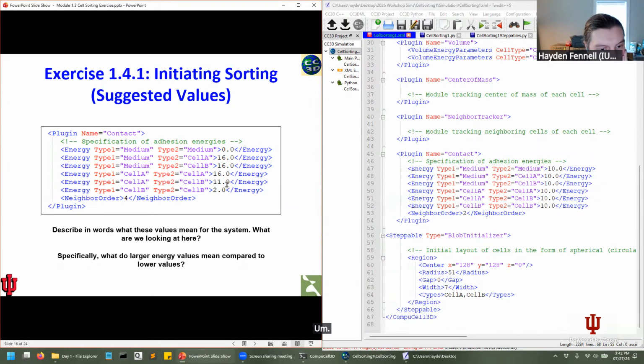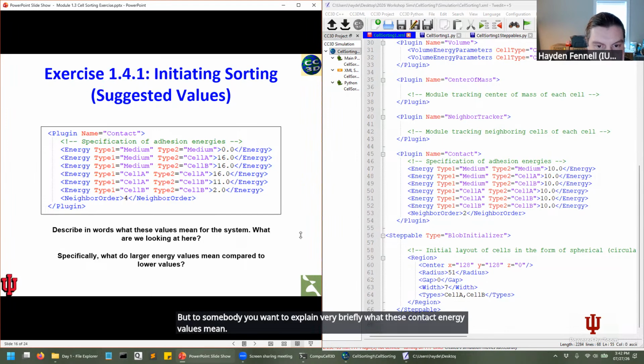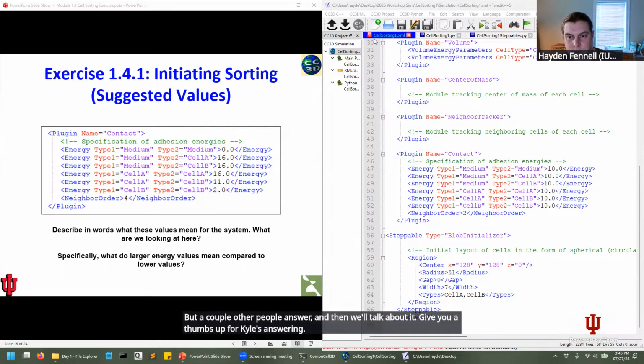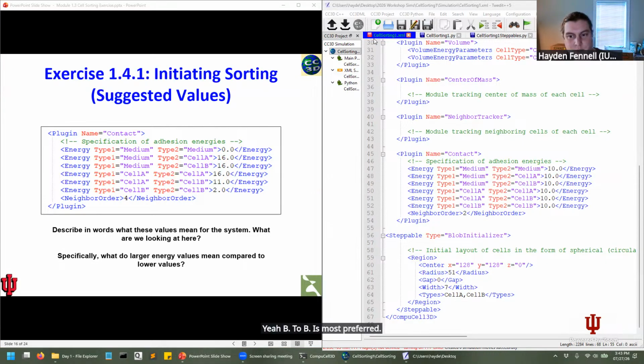But does somebody want to explain very briefly what these contact energy values mean in terms of the simulation? So based on these values, which cell types prefer to touch what other objects? Yeah, B to B is most preferred, A to B is second preferred, everything else is third preference. Yeah, so that's pretty much a good way of summarizing it.